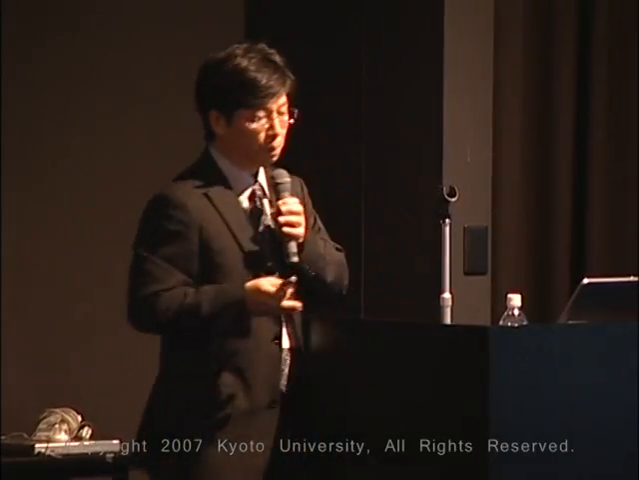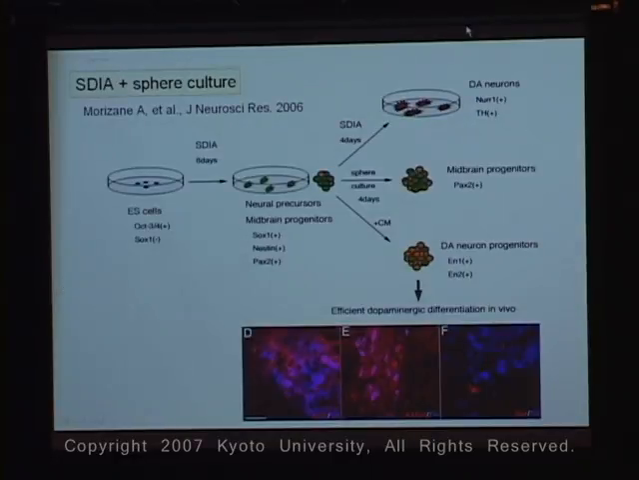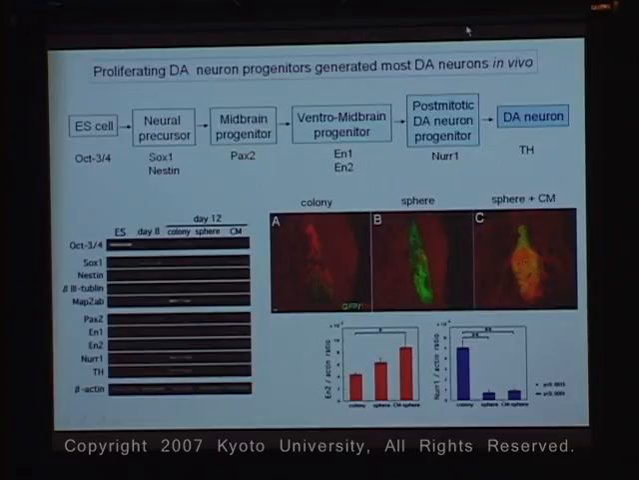So we compare the efficacy of producing dopaminergic neurons in vivo at each stage of differentiation. In this time course, these cells are at this stage, so they are too immature. If we grafted these cells into the brain, these cells survive in the brain, but we can find only a few Th-positive cells.